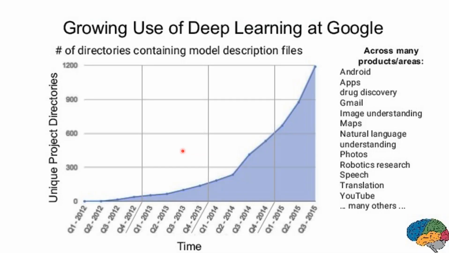Growing use of deep learning at Google, and Google, of course, is one of the very big companies that use deep learning, and they have an R&D, research and development center, where they do lots of research on applications related to image understanding, maps, natural language understanding, robotics research, speech, translation, and so on. So deep neural networks offer a wide domain of applications that can be utilized.